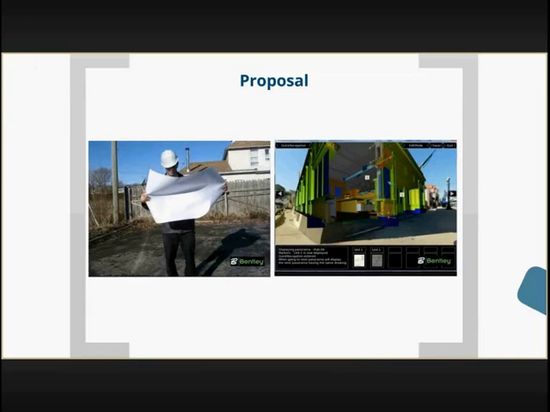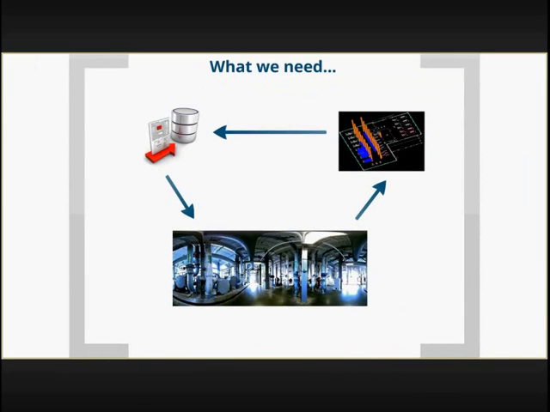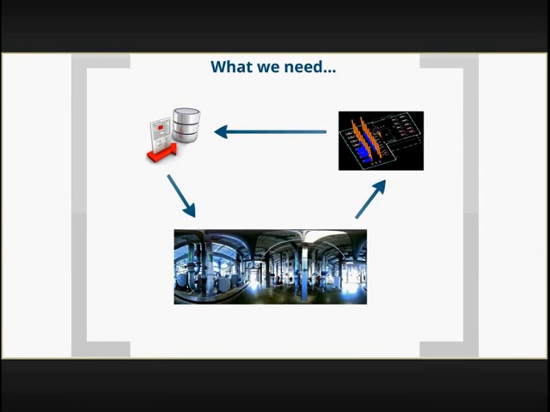For everything that Lee said to be possible, we need three things. We will need a 3D model. We will need all the data associated to the objects inside of that model, and we'll also need a visual representation of reality. And then we'll have to have a way to align that visual representation with the 3D model, and so we're going to do that with 3D panoramas.